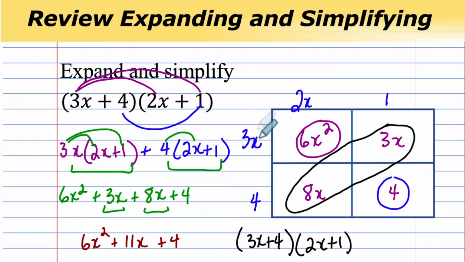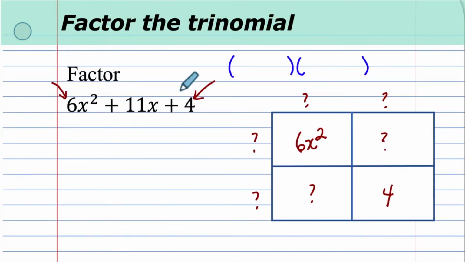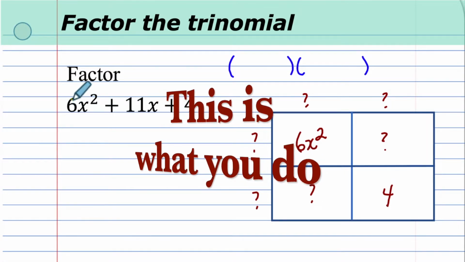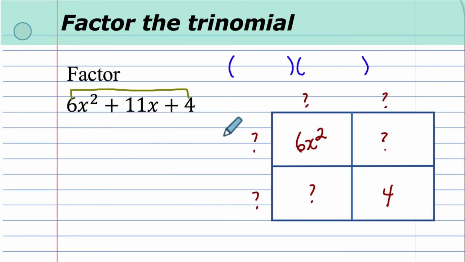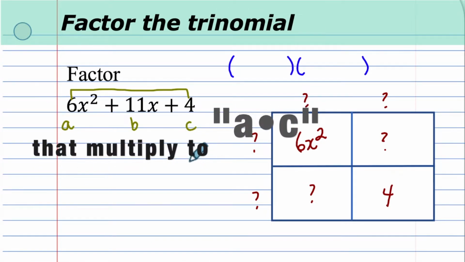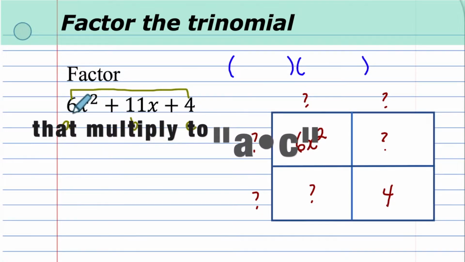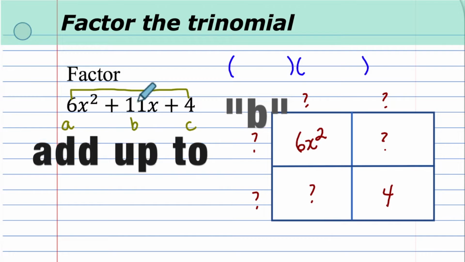We're cheating a little bit. We know that it was the 3x and the 2x that made the 6x squared, and we know that it was the 4 and the 1 that made the 4, not 2 and 2. Let me propose to you a way to use algebra to find these question marks. What we do is we look at this 6 and the 4 and multiply those two values together. This was called the A term, this was the B, and this was the C. We're looking for two numbers that multiply to give 24 this time and add up to give 11.